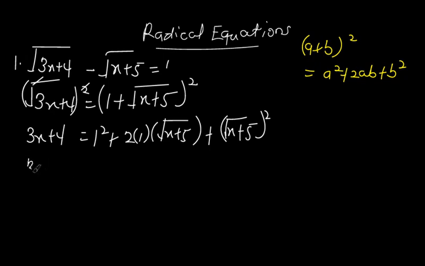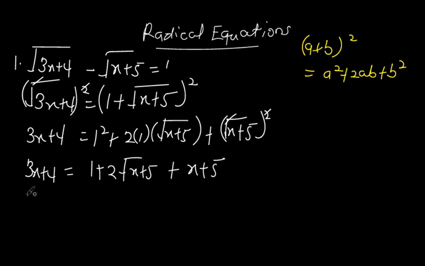So we have 3x plus 4 is equal to 1 plus 2 root x plus 5 for this side, plus, now these two will cancel the root sign, so we have x plus 5. Now we have 3x plus 4. Now this 1 plus the 5 over here will give us 6, so it's equal to 6 plus, we still have the x over here, so x plus 2 root x plus 5.